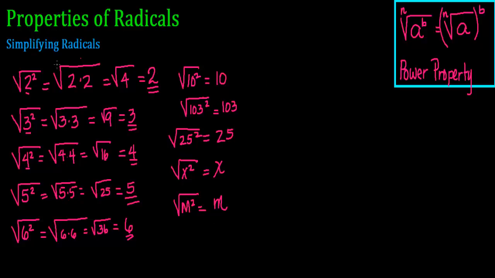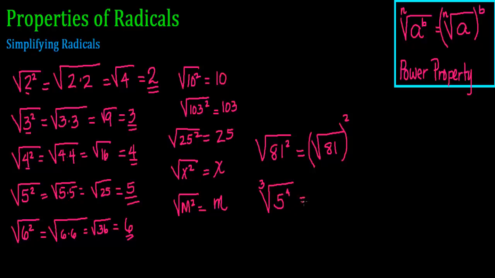Now, if I take these square roots of squares and I use my power property that says that having a square inside of a radical, or having a power, any power, will be equivalent to having a power of a root. Example, if I have the square root of 81 squared, this is equivalent to having the square root of 81 everything squared. Or if I have the cube root of 5 to the 4th power, it is equivalent to having the cube root of 5 everything raised to the 4th power.